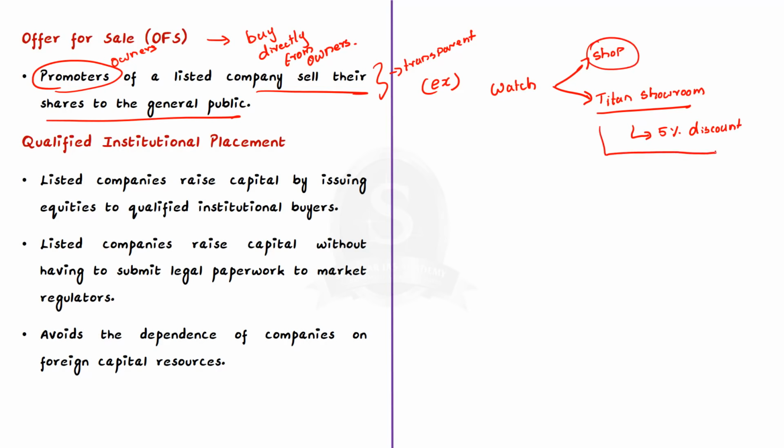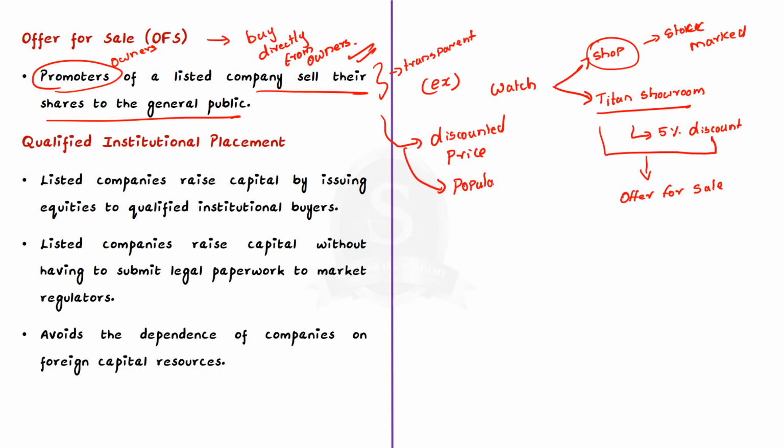See, in this example, Titan is doing an offer for sale and your nearby shop is the stock market with brokers. Okay? Investing in an offer for sale is buying the watch directly from the Titan showroom. Hence, in an offer for sale, you are buying shares directly from the promoters. You can also buy the same stock from the market but without the discount. Whereas in the offer for sale, shares are often offered at a discount to the market price. Offer for sale is extremely popular among public sector undertakings. It helps government meet its investment targets. A PSU offer for sale is generally provided at a discount to retail investors.